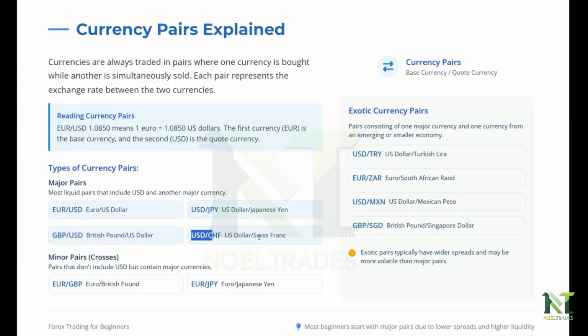So the Swiss franc. You need to understand this before we get to the minor crosses, or the minor pairs, which are the EUR/GBP, EUR/JPY, and the rest. There are so many, but I just listed two here so that we can go through it. Then we have the exotics, like the South African rand against the euro and those kinds of pairs. So you just take note of that.